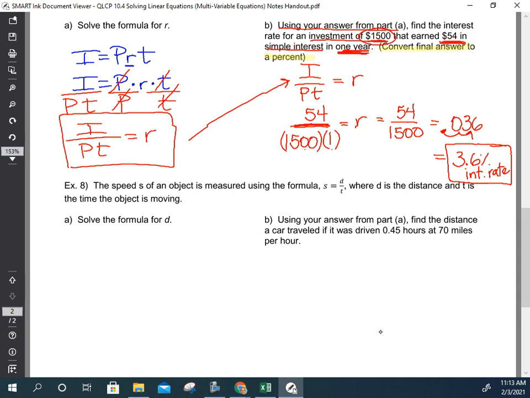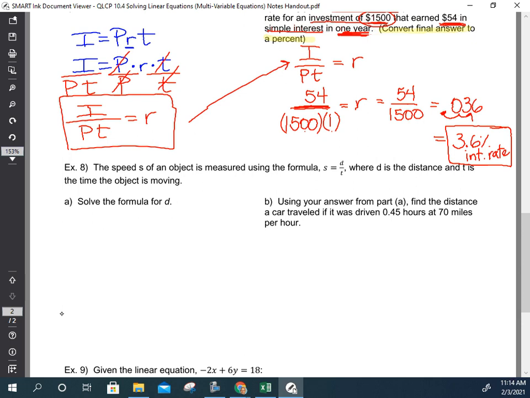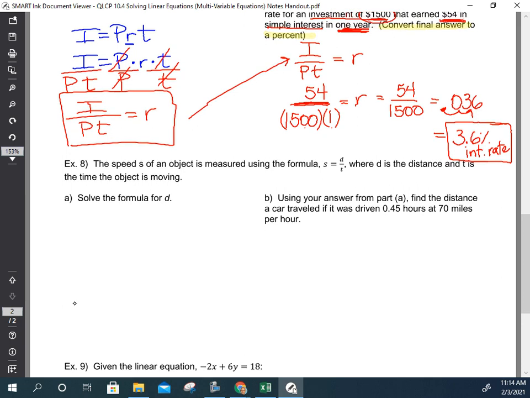Let's do one more problem, we'll finish up here. The speed of an object is measured using the formula S equals D divided by T. D is the distance, T is the time. So it's your standard speed formula. You want to figure out how fast something's going? Take the distance it traveled divided by the time the object is moving. So S equals D divided by T.